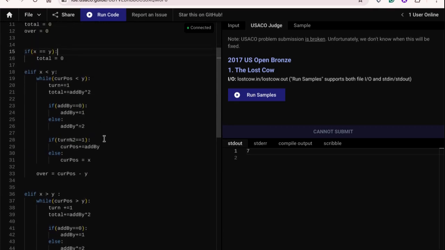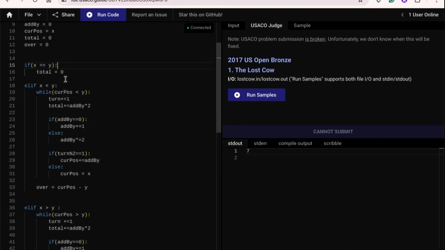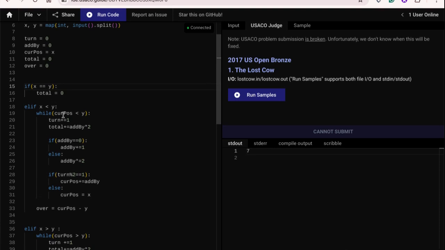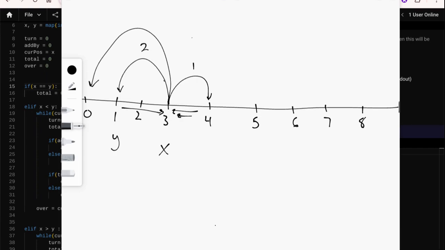Now, if Farmer John is less than Bessie, what we'll have is that while his current position is less than Bessie, first I'll do turn plus equals 1. This means for the first case, he'll be moving to the right. The total is add by times 2. The reason we do times 2 is because we can see that in this case, first he has to move over here, right? And if he does not meet Bessie at any of those points, then he has to move back to his original spot, which would mean it's 2 times whatever he moved by.